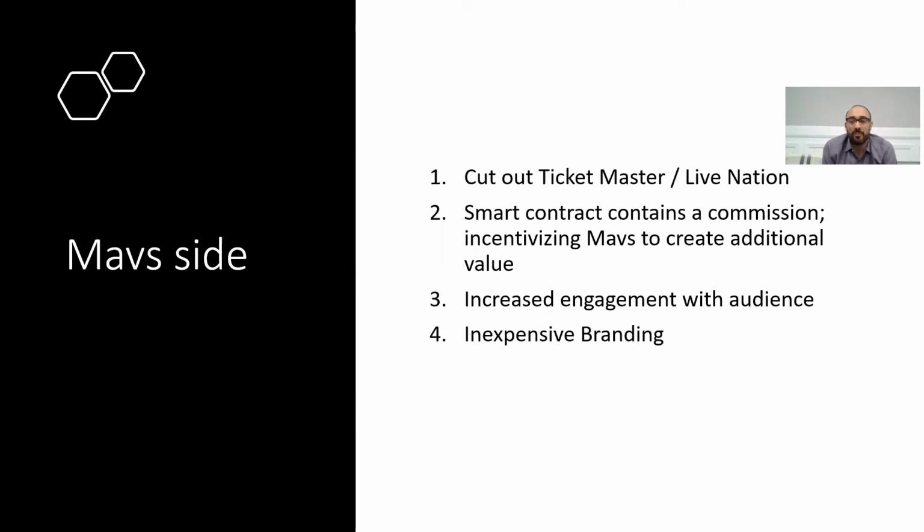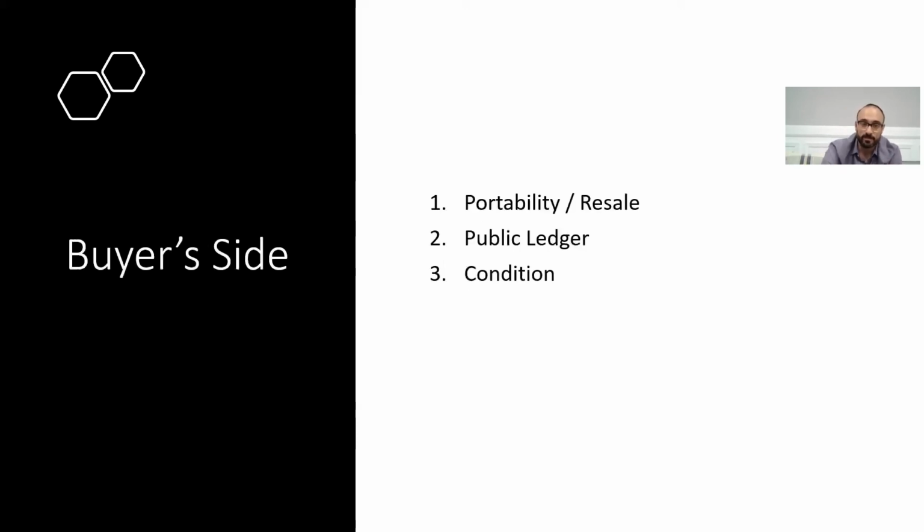In this case, the Mavericks can create a much easier digital asset, which is seen 24 hours a day within the blockchain by anybody who's interested in it. Now, what's the benefit to the buyer? Firstly, portability or resale. Right now, most of the things that we purchase online as digital formats, we don't actually buy. We actually lease them or rent them.